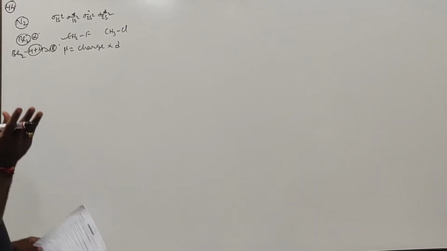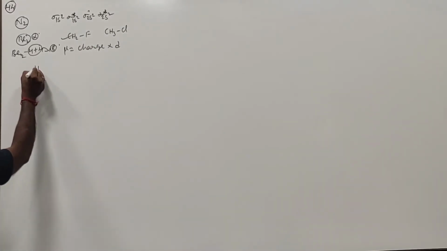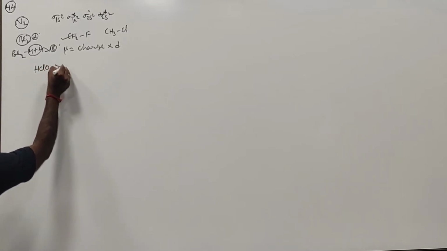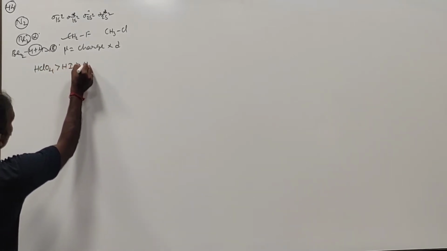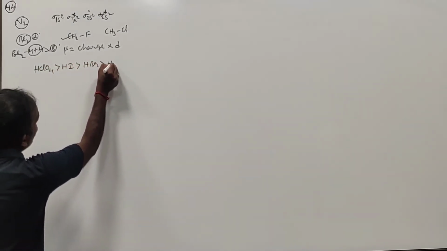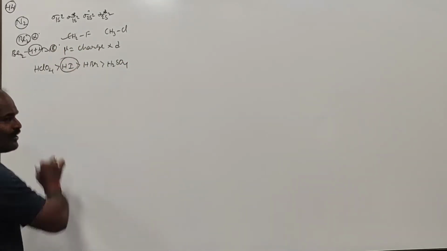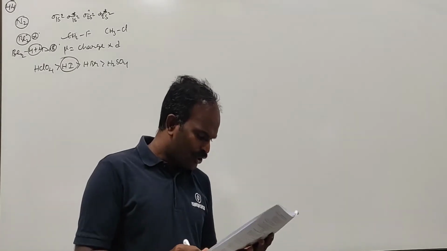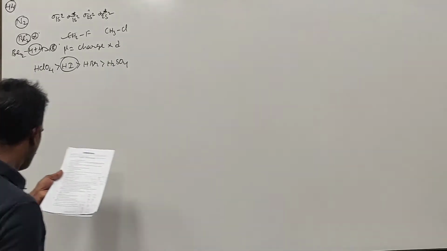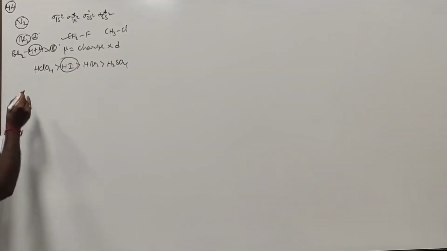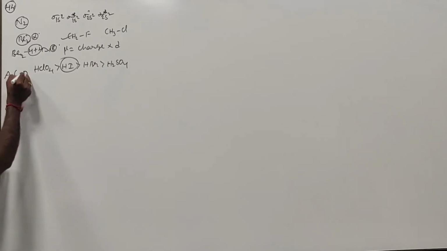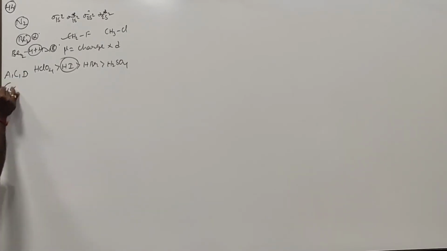As we all know, the strongest acid is going to be HClO4, then after it is going to be HI, then after it will be HBr, then after it will be H2SO4. As we know this order, HI is one of the strongest acids. So, incorrect options are going to be A, C, D for question number 44.